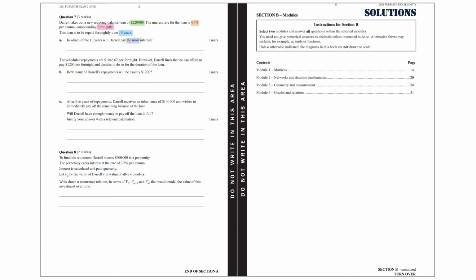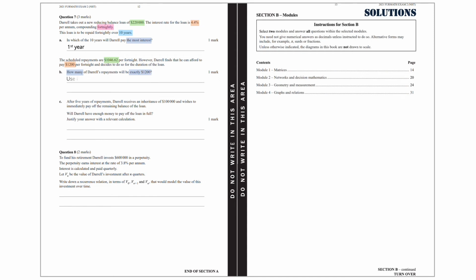That is quite obvious that that's going to be the first year because this is when the balance of the account is the highest. The scheduled repayments are $1,046.62 per fortnight. However, Daryl finds that he can afford to pay $1,200 per fortnight and decides to do so for the duration of the loan. Part B. How many of Daryl's repayments will be exactly $1,200?